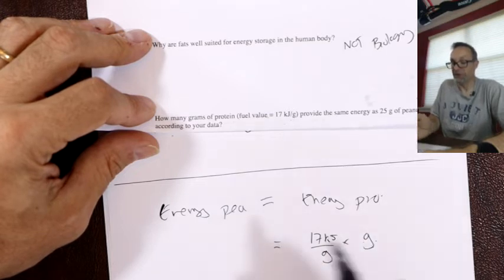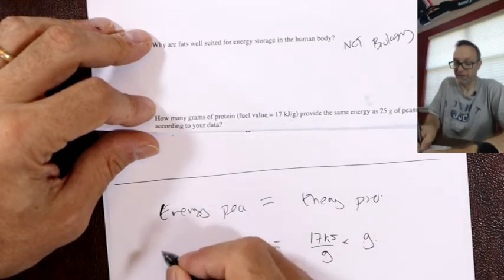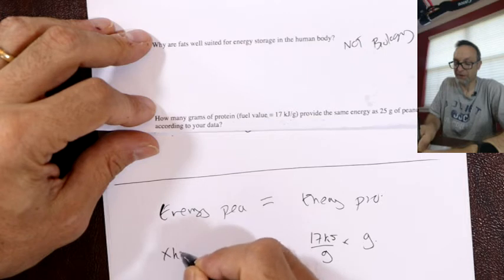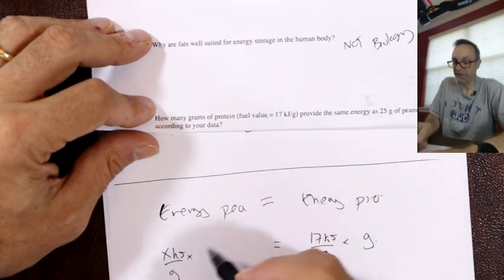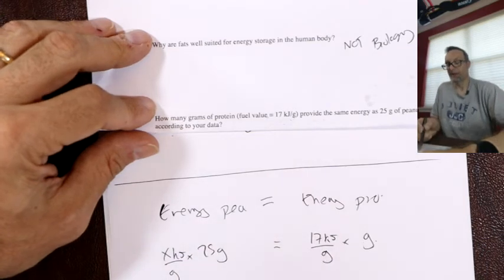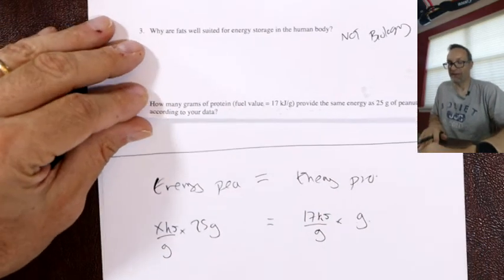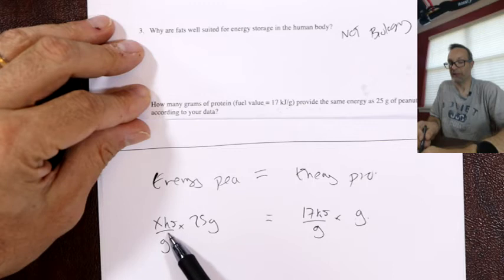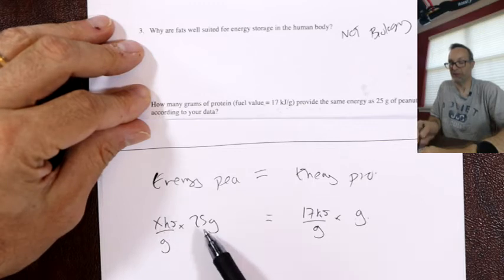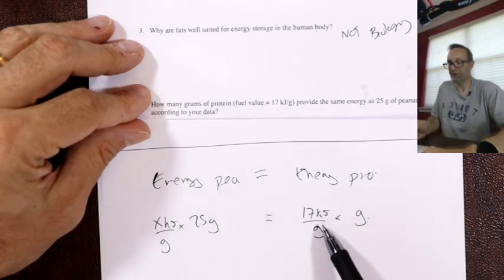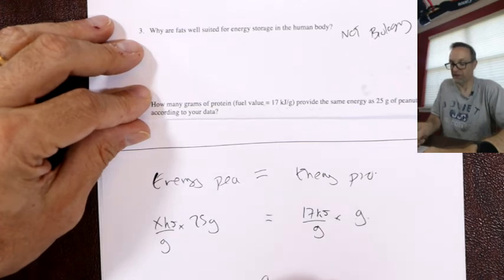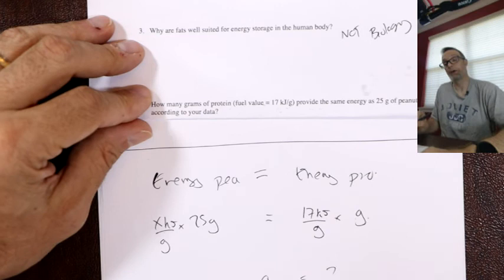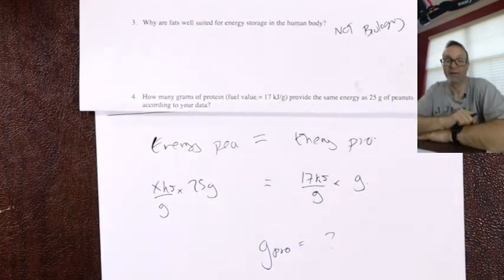Now this comes from your experiment, right? So your experiment, whatever your number was, that's from your data set, right? Times, they say 25. All right. So this is what you have. You have this value in your experiment for peanuts, right? So your kilojoules per gram number times 25 equals 17 kilojoules per gram times the grams of protein. So just rearrange that to find the grams of protein. Okay, show the work. Show the work, okay? Show the work, and you're good, okay?